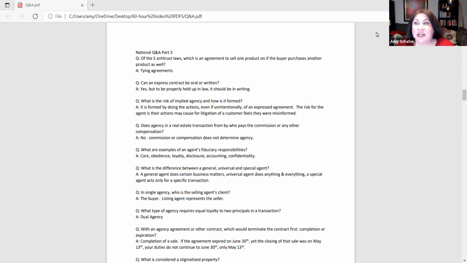Of the 5 antitrust laws, and remember, antitrust laws are anything that would create a monopoly or restrict the free flow of goods and services. There are a total of 5 antitrust laws. There is price fixing, group boycott. Number 3 is allocation of a market, which would be like Urbandale, Clyde, a certain area. Number 4 would be allocation of a customer, which is the type of customer. And number 5 is a tying agreement.